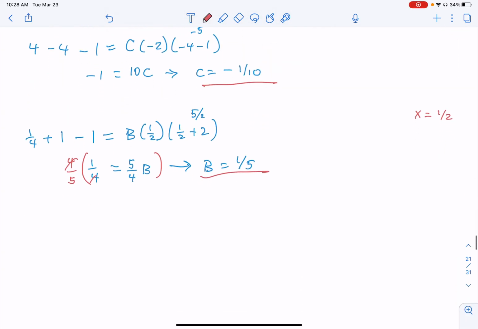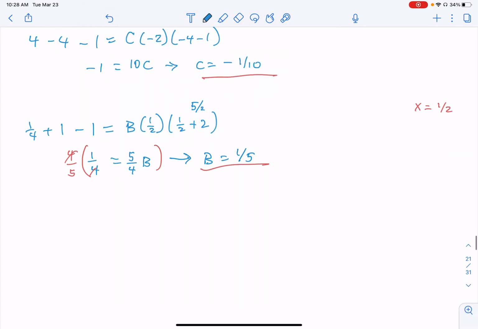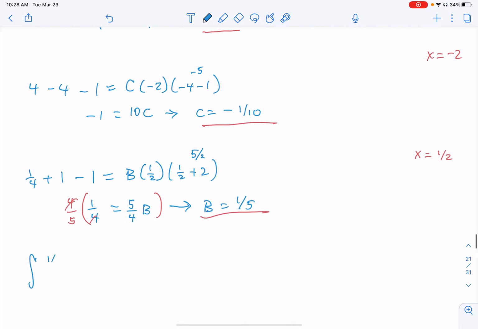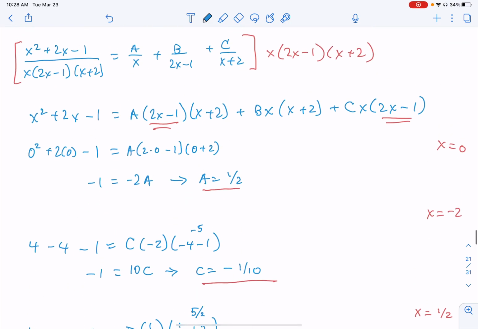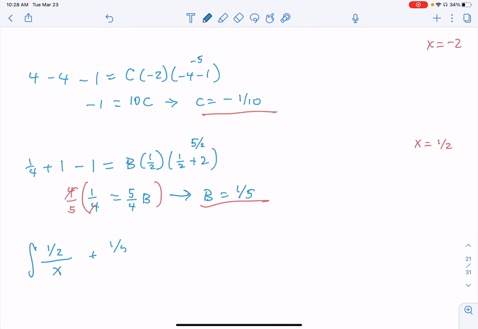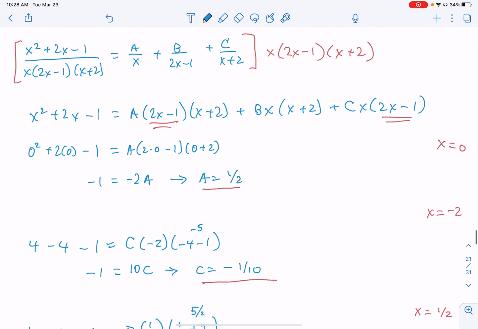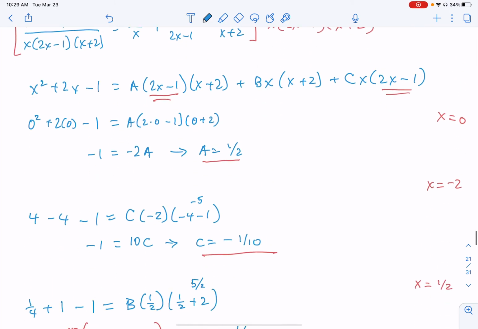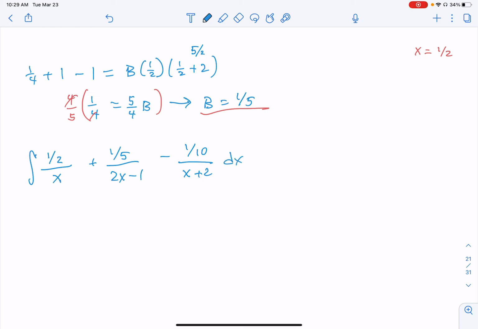Let's get to the calculus and rewrite. Make sure you're paying attention to the order of all of your partial fractions. The a, which was 1/2, was on top of the factor of just x. Your b, which is 1/5, was on top of the factor of 2x minus 1. And then finally c was negative, I think, so -1/10 over x plus 2, was it? Yes, it was, dx.